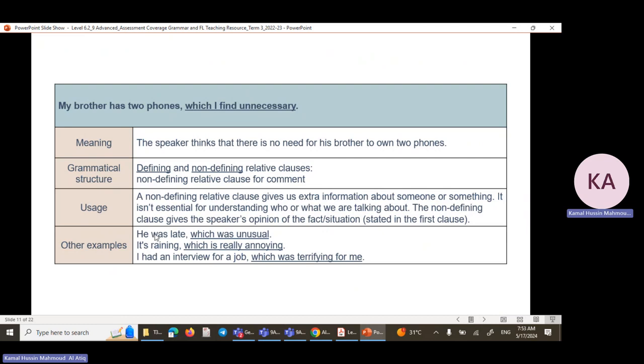He was late, which was unusual, because his being late was unusual. It's raining, which is really annoying. Raining, which. I had an interview for a job, which. I'm talking about the interview, use which.